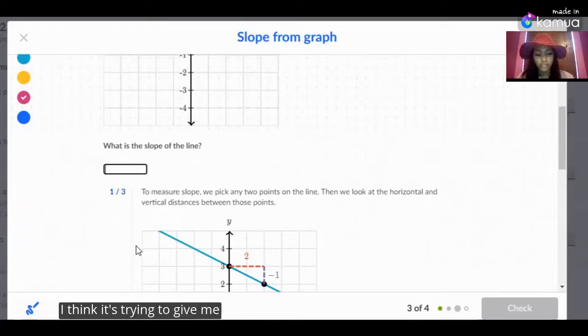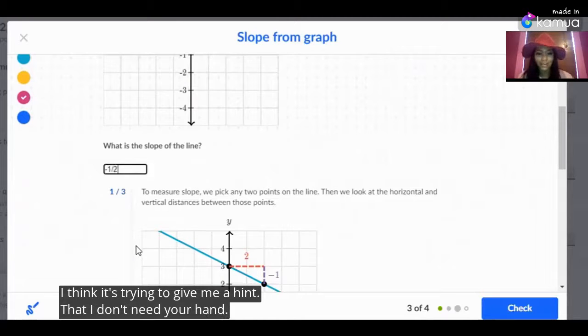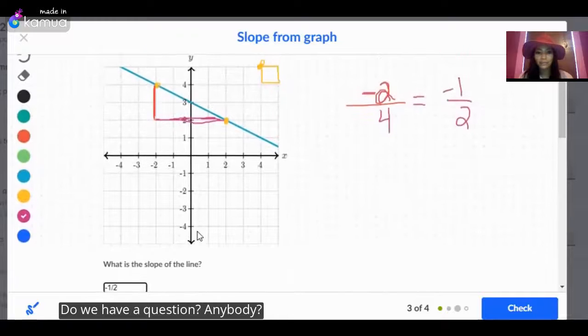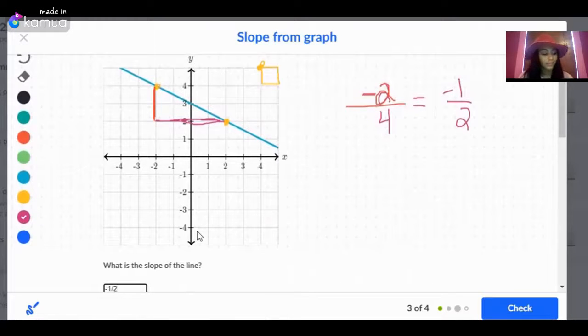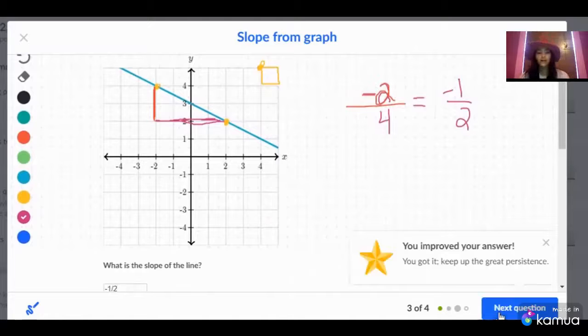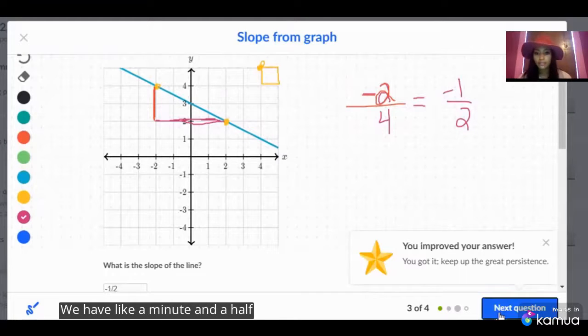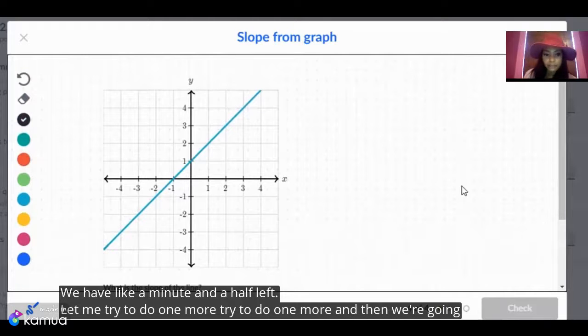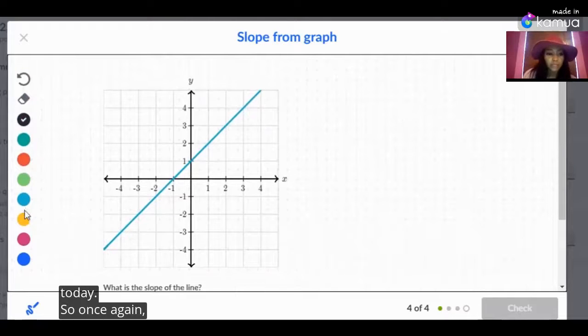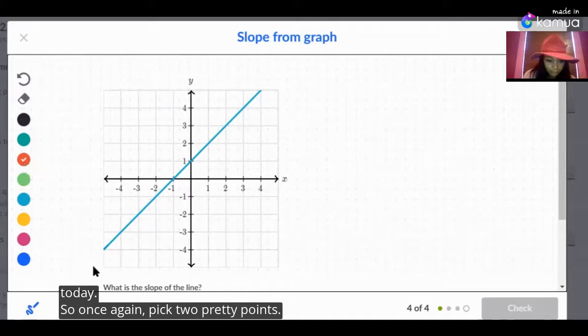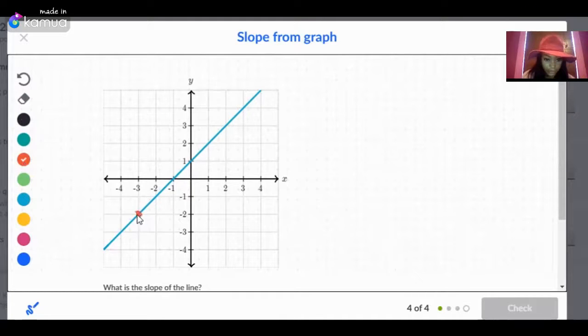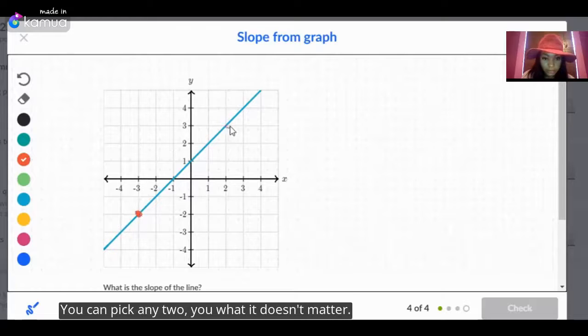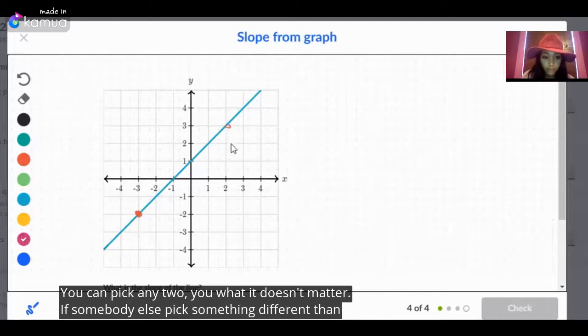Do we have a question, anybody? Okay. Good. We have like a minute and a half left. Let me try to do one more, and then we're gonna dismiss today. So once again, pick two pretty points. And you can pick any two you want. It doesn't matter if somebody else picks something different than you. That's okay.